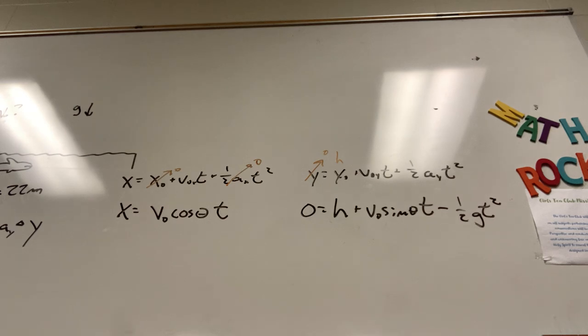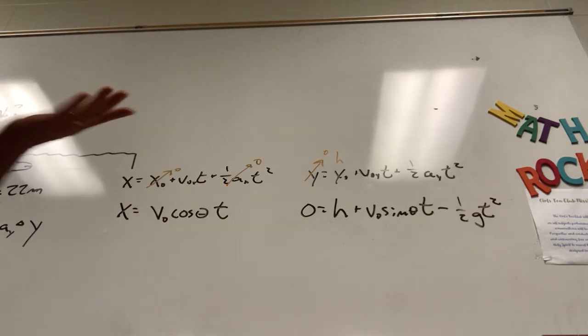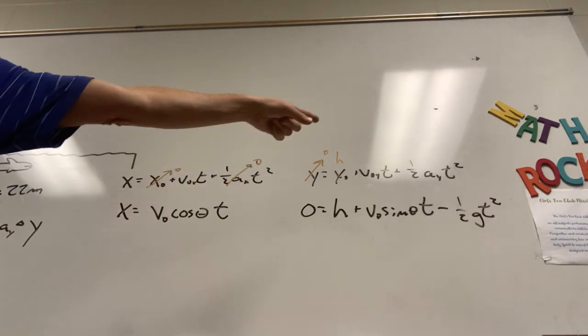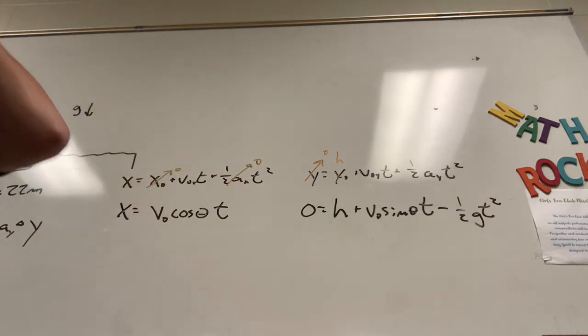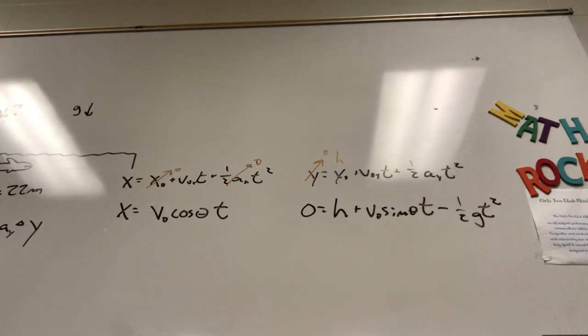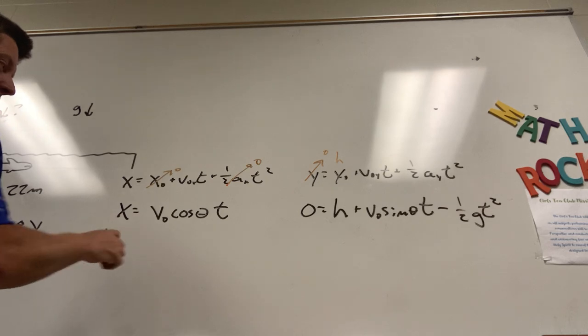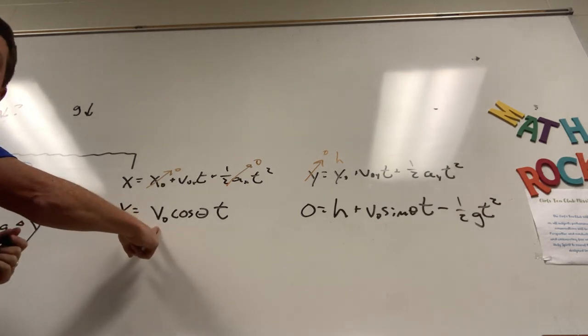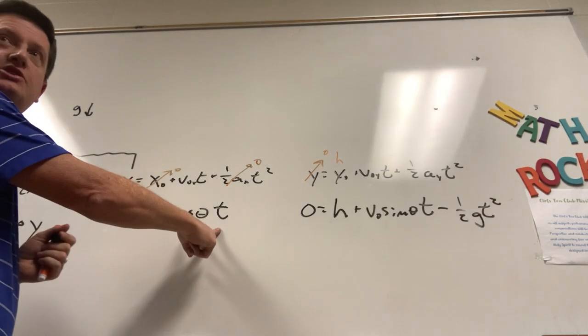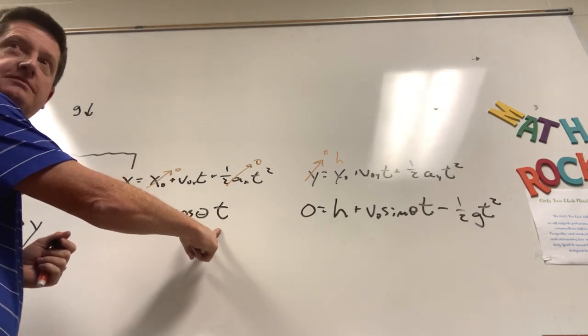So take your pick. Solve that one and substitute over here, or solve this one and substitute over there. Oh, wait, I am doing it right. I'm trying to find V naught. I don't know t, so let's solve for t and substitute.